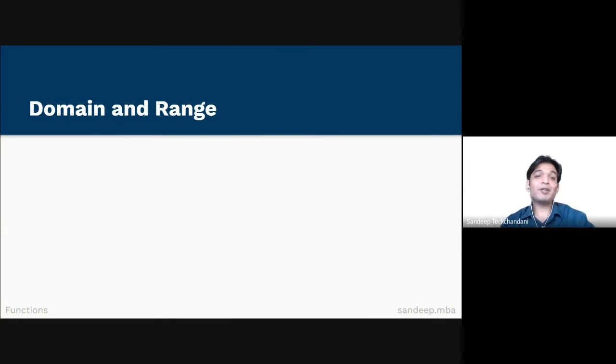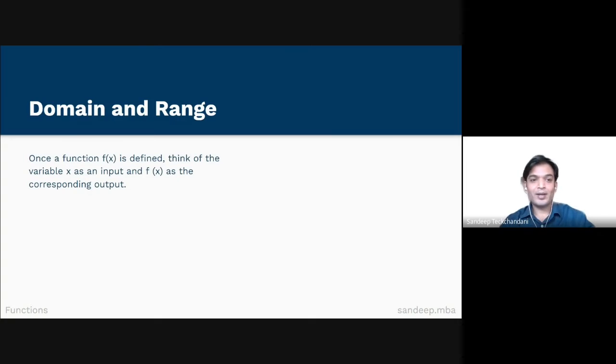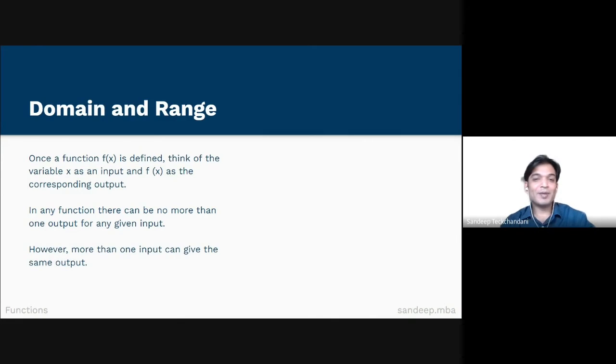In this slide, we will learn domain and range. Once a function f of x is defined, it is useful to think of the variable x as an input and f of x as the corresponding output. In any function, there can be no more than one output for any given input. However, more than one input can give the same output. Let me illustrate this with the help of an example.